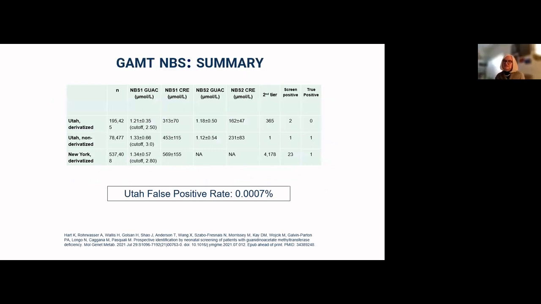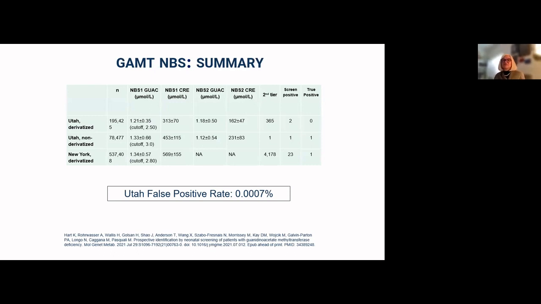This is the summary of the newborn screening for GAMT deficiency from a paper that we published last year. We identified a patient with GAMT deficiency after screening roughly 260,000 to 270,000 babies. New York identified pretty much at the same time a baby with GAMT deficiency. Both children have been treated since birth, and as far as I know, they are doing very well.